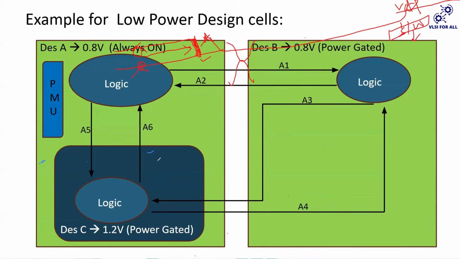Ma'am, isolation, because you are going from high to low. High to low level shifter. Okay. So this time you require two cells. You even need a high to low level shifter and you need an isolation cell. Okay, got it? Anybody have any doubt? You can ask me. Yes, ma'am. This is a very simple example. Okay, now let's go to A3.